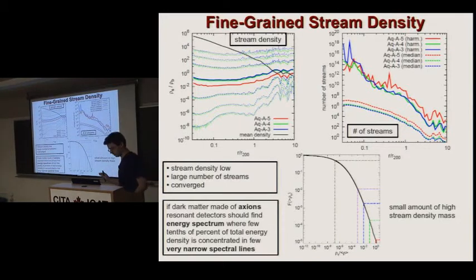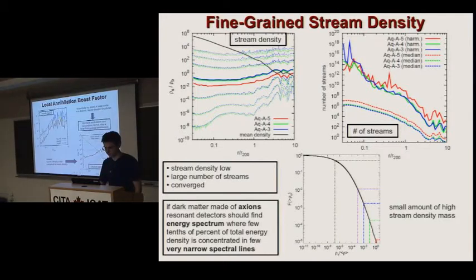So in the possible event that the dark matter particle is an axion, then there is a chance that we will see some of these fine-grained streams in these axion detectors. But again, for the majority of the experiments, which are WIMP experiments, this does not play any role. And the main reason is that the density of these streams is just too low, and you get a large number and it doesn't play any role in detection.